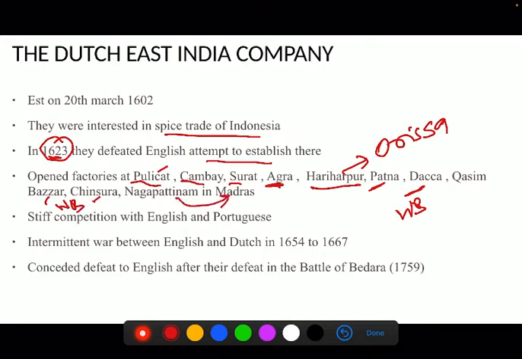You can remember these names. Sometimes these can be asked in examination.